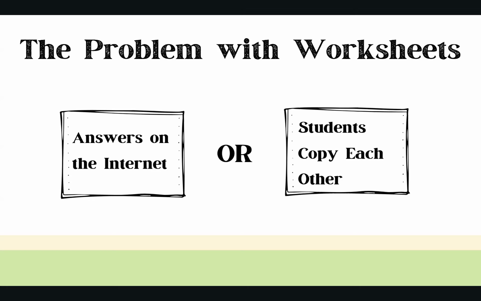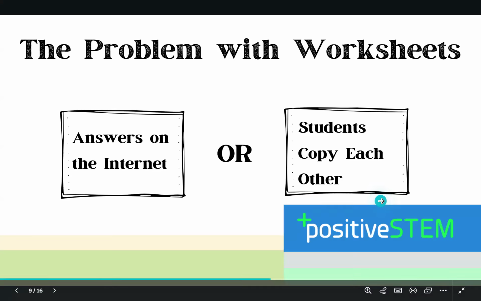But a broad problem with these, with the worksheets or the textbook questions that I found as a teacher, was that either the students found the answers on the internet, and that has become more and more of a problem. They don't even have to search the problem anymore. It's just AI can tell them the answers. Or when everybody has the same problem, the students are copying each other. So I created a course on positivestem.org.